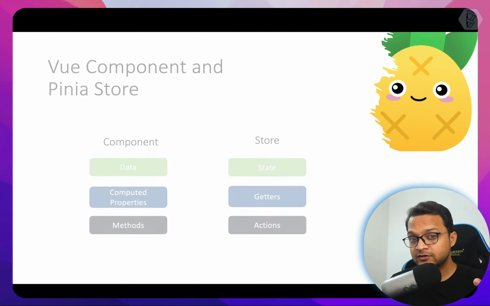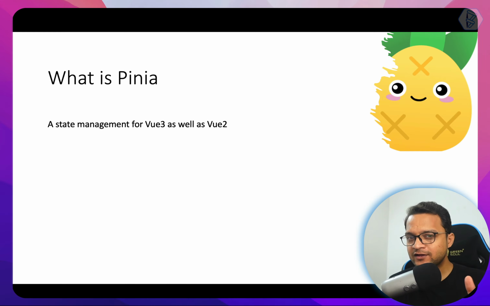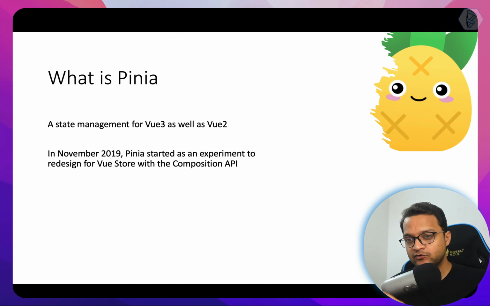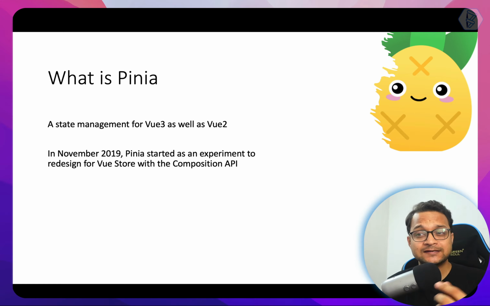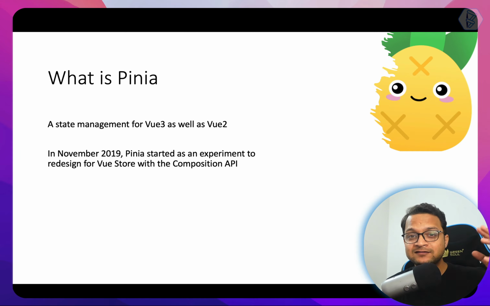So let's get back to Pinia, and let's once again recall what is Pinia. Now we have the information about store, the state management. I have already told you Pinia is a state management for Vue 3 and Vue 2. In November 2019, Pinia started as an experiment to redesign the Vue store with the composition API. The composition API is a new thing in Vue 3, and with this new way of writing the component, the Vue team are trying to create a new way of having a store.